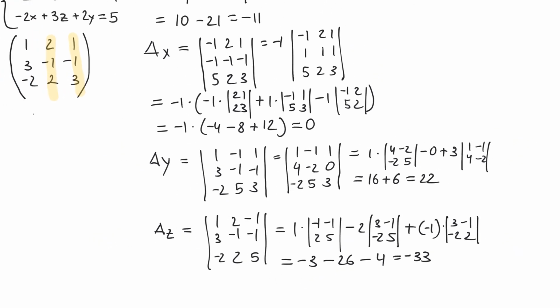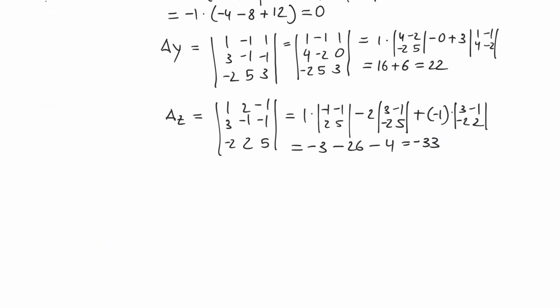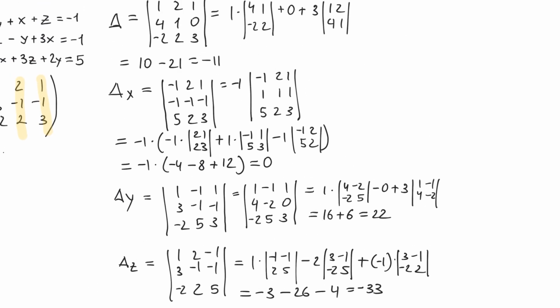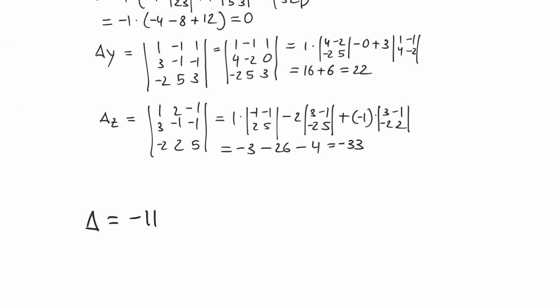Now I will rewrite below. So we have our main determinant, primary determinant equals to -11. Our determinant for x equals to 0, determinant for y equals 22, and our determinant for z equals -33. Well, it divides very nicely, and we're going to get our whole numbers.